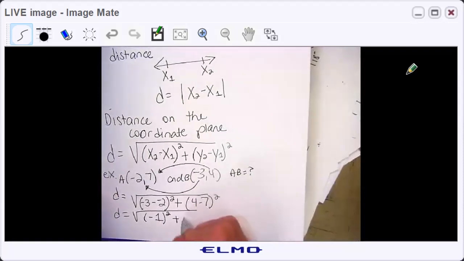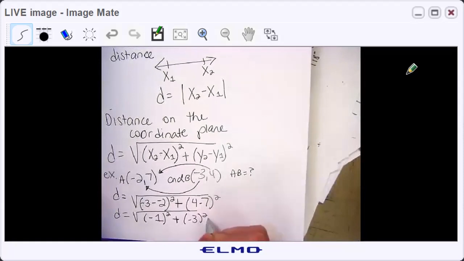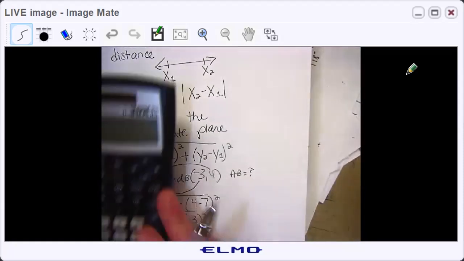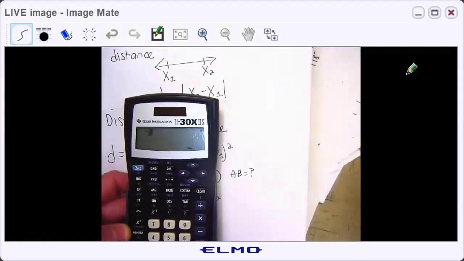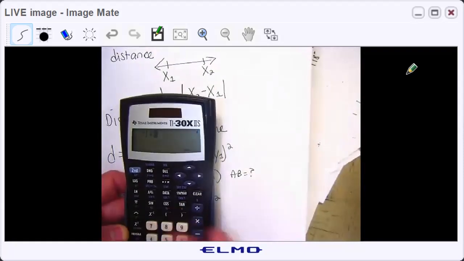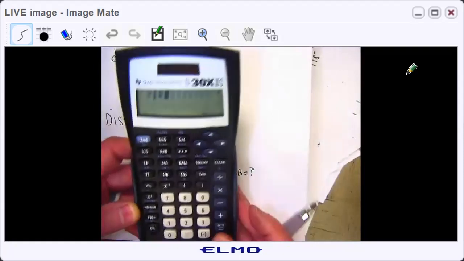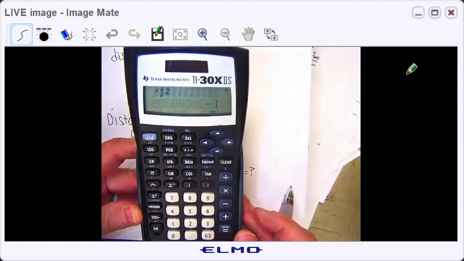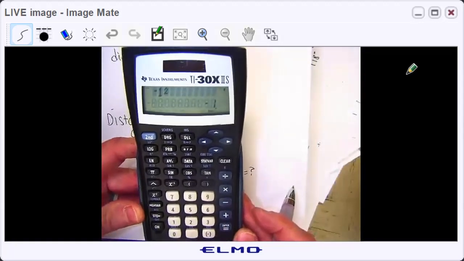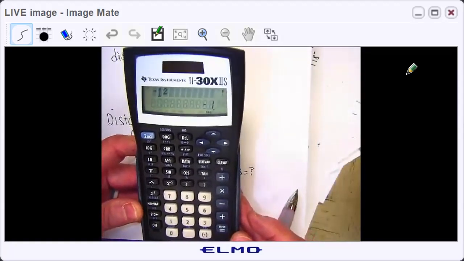And 4 minus 7 will be -3 squared. Now, I want you to look at something important on this calculator. If you're going to use your calculator and you put -1 and you square it, see if I can get where y'all can see that. That gives you a -1, but that's not the right answer. A negative times a negative turns positive.